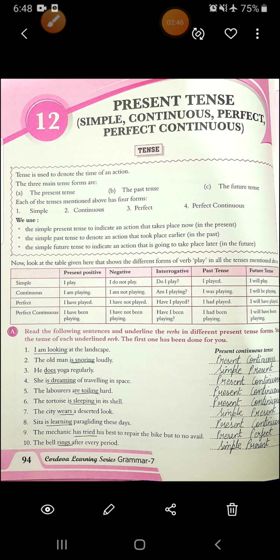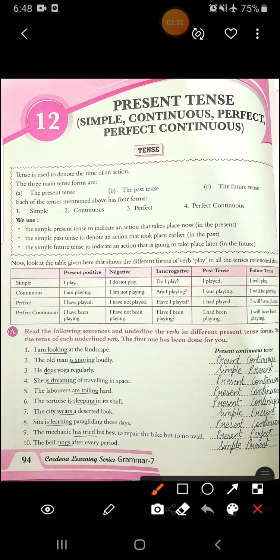When simple present tense is used in positive form, we write I play. See the first one. I play. Then negative, I do not play. Interrogative, do I play? For past, we will use I played. For future, I will play. Got it?